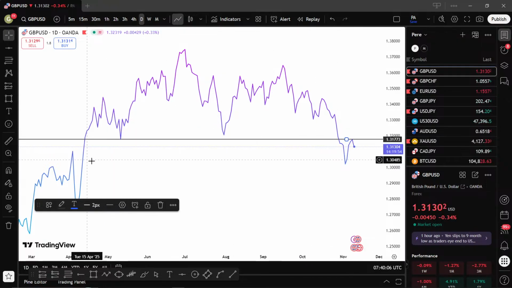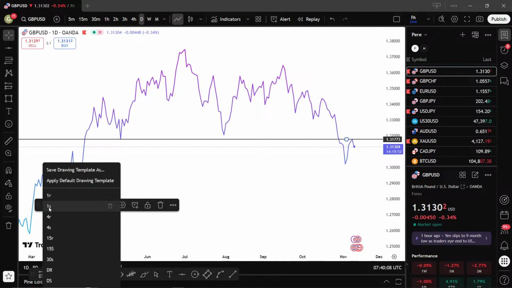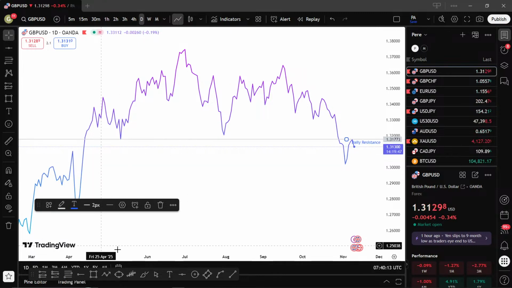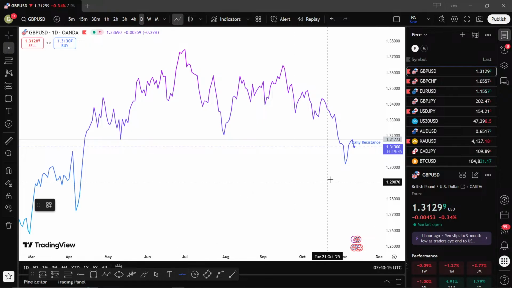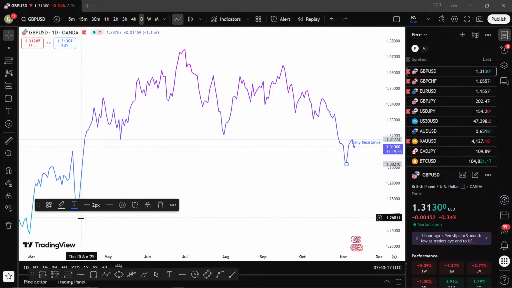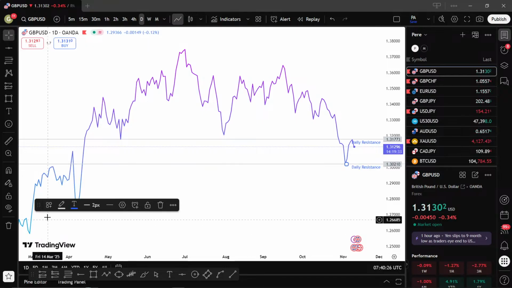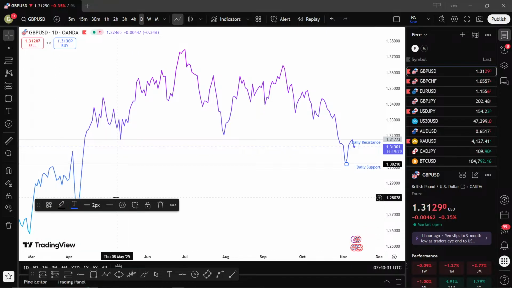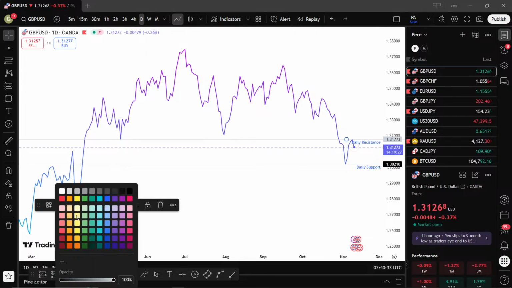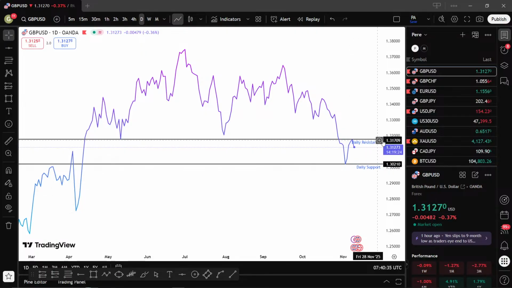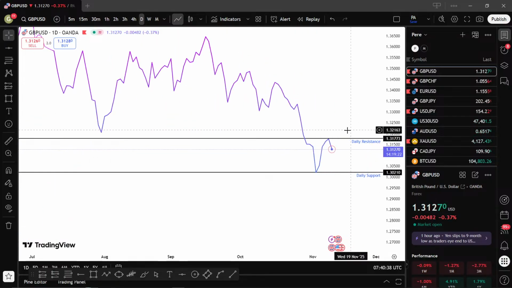So that place here becomes our resistance. We'll mark it as our daily resistance. And then lower here we have our daily support. Now let me just make them bigger for you to see. Let me come back to daily support. Okay, now I'll just change it to black. So here it is. We have our daily resistance and daily support.